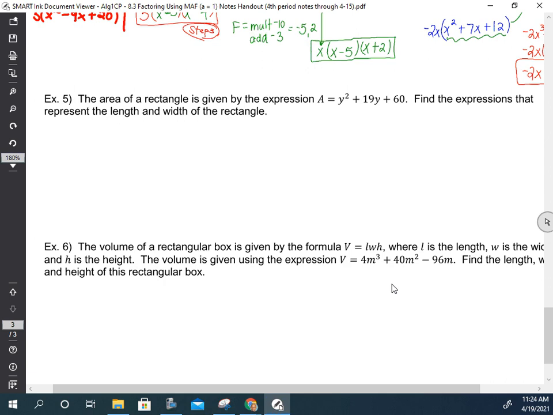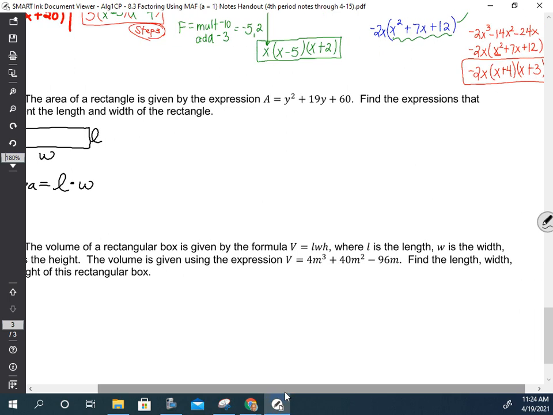So let's first just start basic with the area of the rectangle. If you have a rectangle, you have a length, you have a width. So the area is equal to length times width. Something times something else gives you the area. They're telling you that the area is y squared plus 19y plus 60. That means that something times something else has to equal y squared plus 19y plus 60. You have to figure out what these two somethings are.